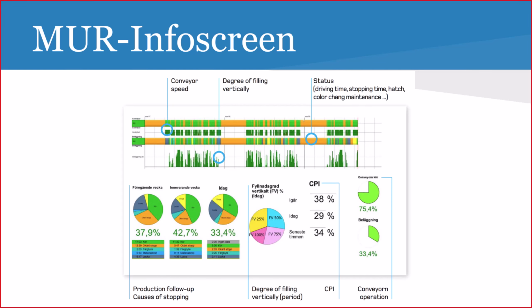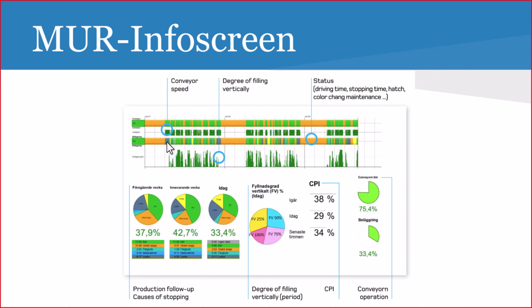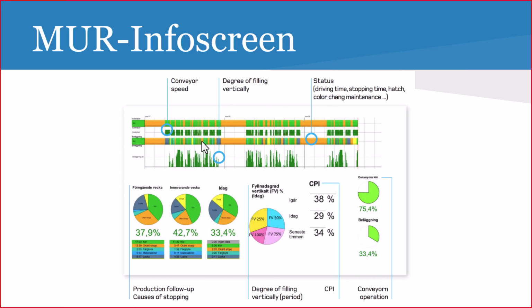But the idea here is that not only do they get this number, they also get the details, the individual components. They can see the gaps when the conveyor is standing still, and they can automatically see gaps when the conveyor is running but nothing is hanging on the conveyor. For example, it happens in the beginning, in the morning, but it can happen during the day as well. And for other reasons, they report the stop codes just as you do with your MUR system.